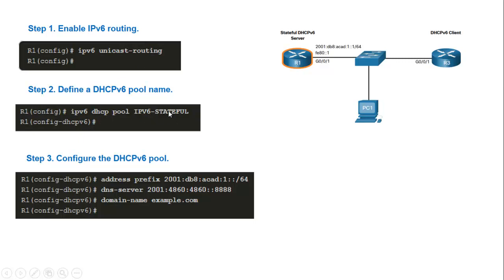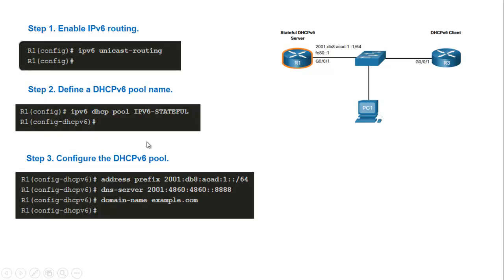Once you have given the pool a name, you have to configure the options for the pool. So what is the address prefix? This is the address prefix, meaning that all the addresses assigned to devices asking for an IP will be taken from this pool. They would also get this address for the DNS server and this domain name.